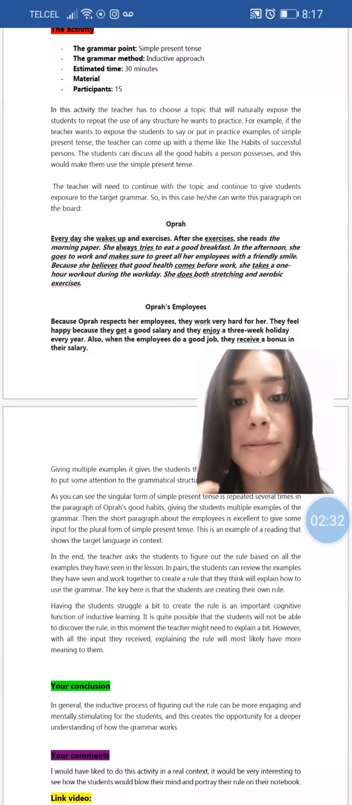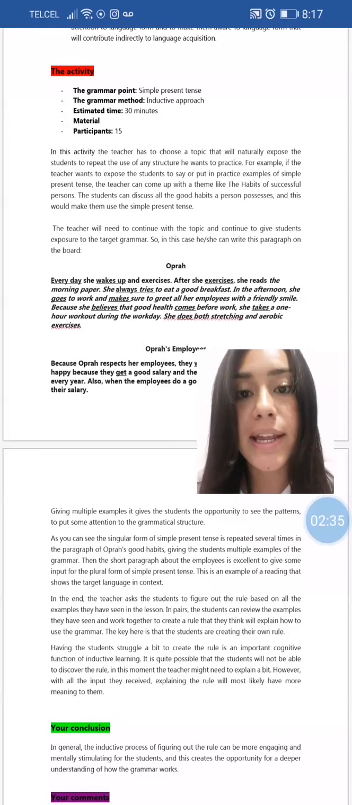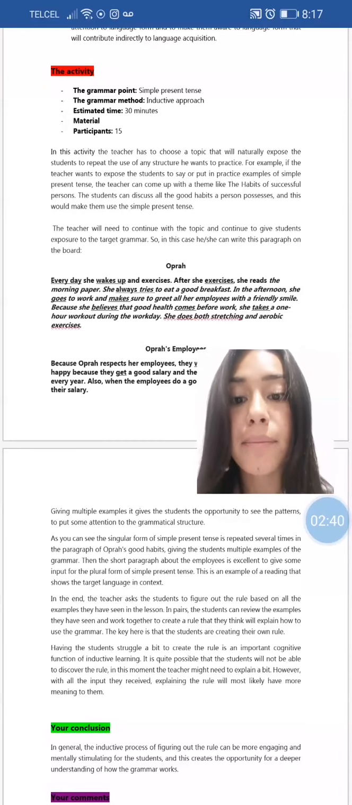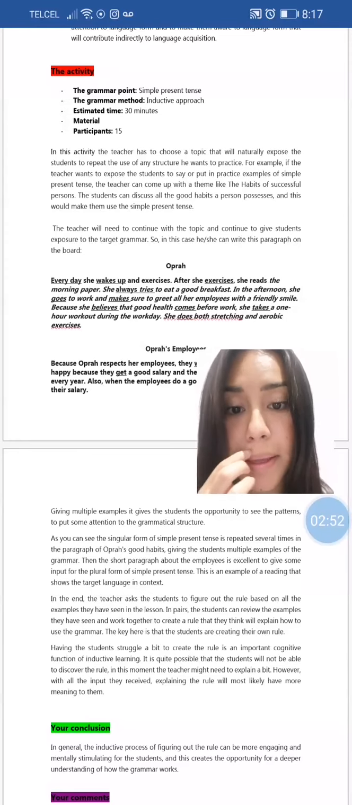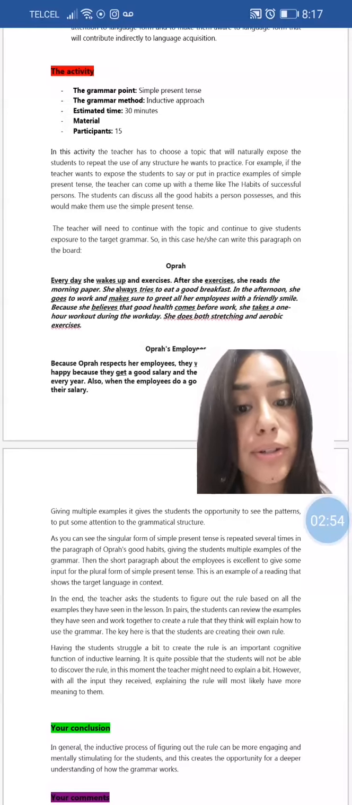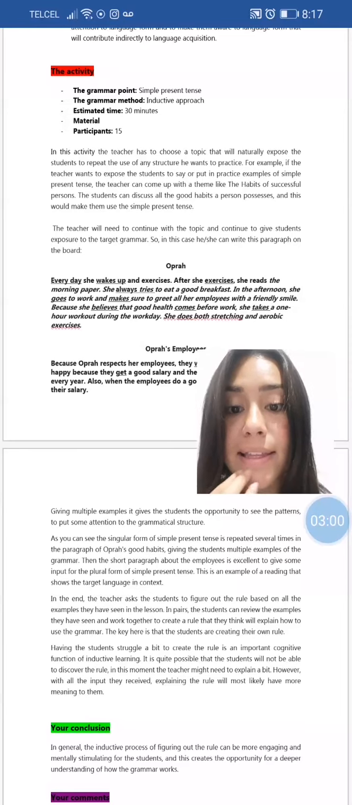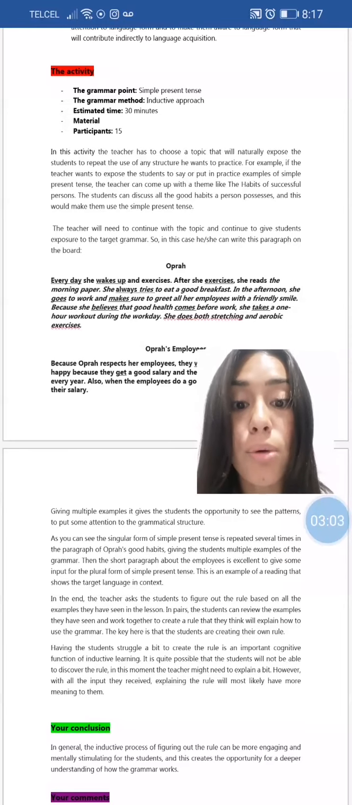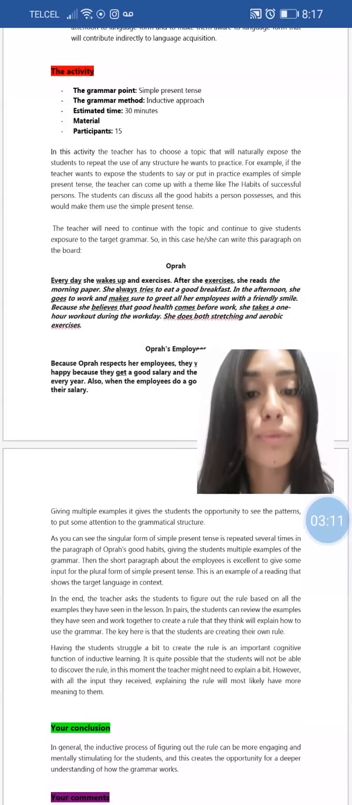And well, after reading and analyzing these two paragraphs with your students or with your group, at the end, the teacher has to ask the students to figure out the rule based on all the examples that are in these two paragraphs. And well, the students in pairs or in groups need to review the examples again, and then they have to work together to create a rule that they think will explain how to use the grammar. So the key here is that the students are creating their own rule.